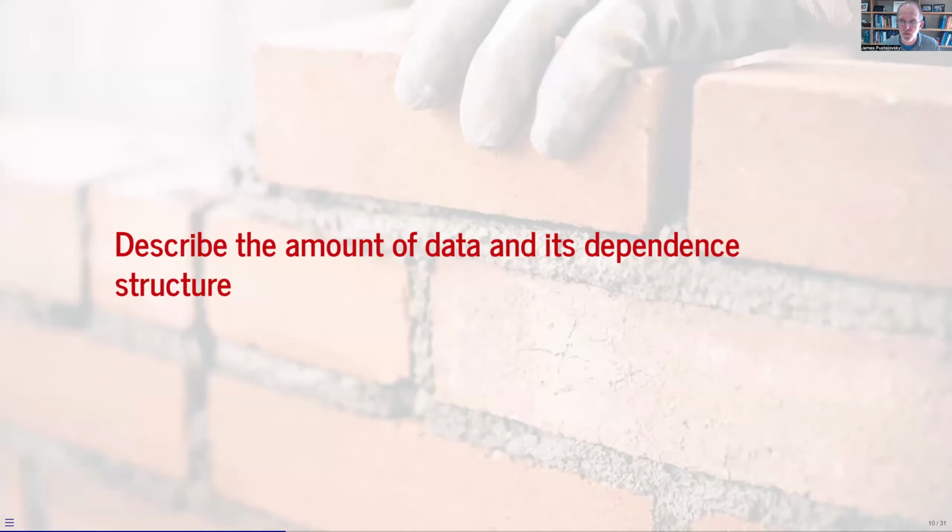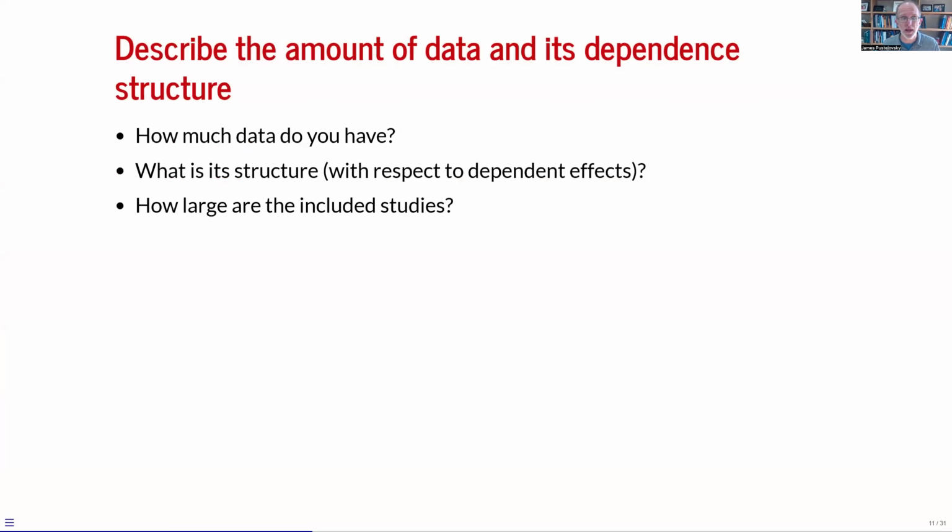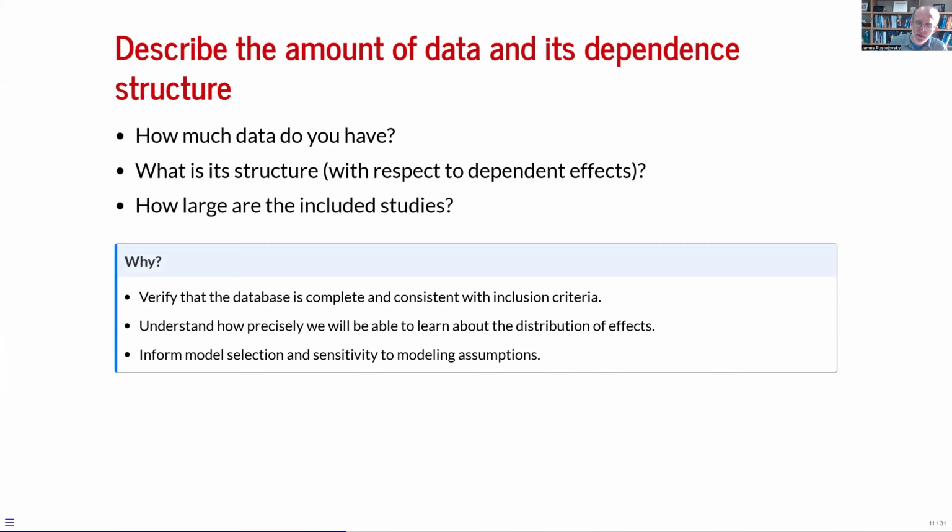What we mean is really just counting, right? So answering questions about how much data you have. What is the structure of the data with respect to the dependencies? And how big are the included studies? In answering these questions, there are a couple of reasons to look into this. One is just to verify that the database that you're working with is complete, that it's consistent with the inclusion criteria that you laid out at the start of the project.